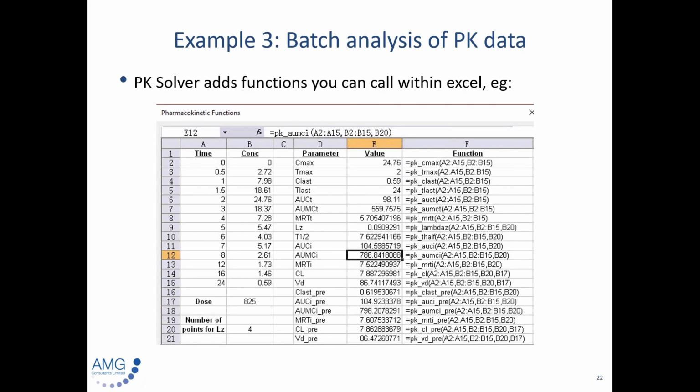The final thing I wanted to show in terms of the use of the PK Solver add-in is the use of the Excel functions. So this is a list of the functions that are available from the paper. To use them, they all start PK underscore something. You just put in the appropriate function, and they pretty well all start with the time range, and then the concentration range, and sometimes you need other parameters like how many points you're going to use to calculate the terminal slope and what the dose was.